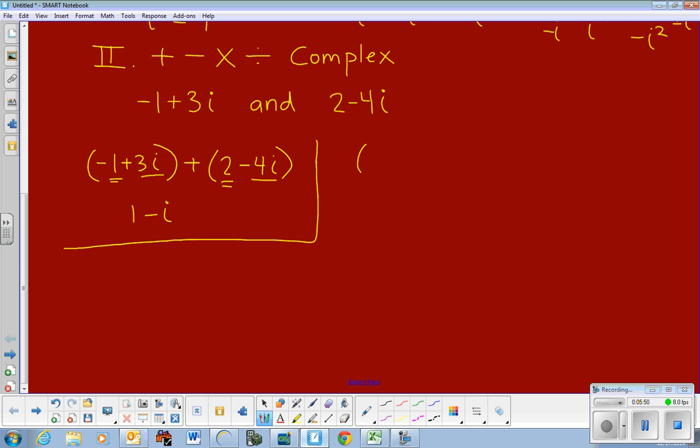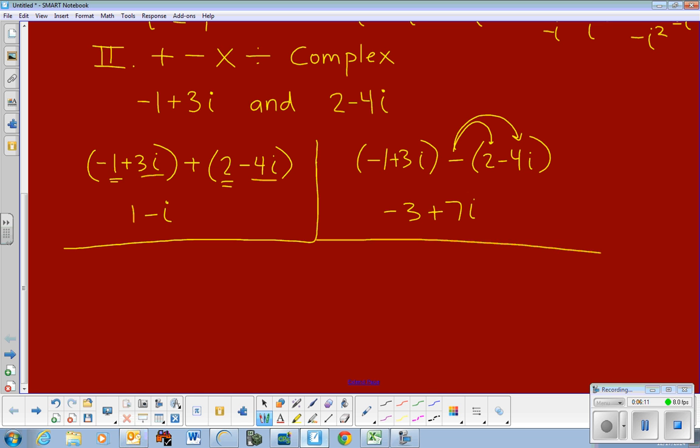What about subtraction? Same deal, just like polynomials. In this case, the only difference is this negative distributes to both parts. And I have -1 minus 2 is -3. And I have 3i minus -4i, 7i. Okay, so there's adding and subtracting. Nothing too difficult there, just like terms, basically. It has an i or it doesn't.